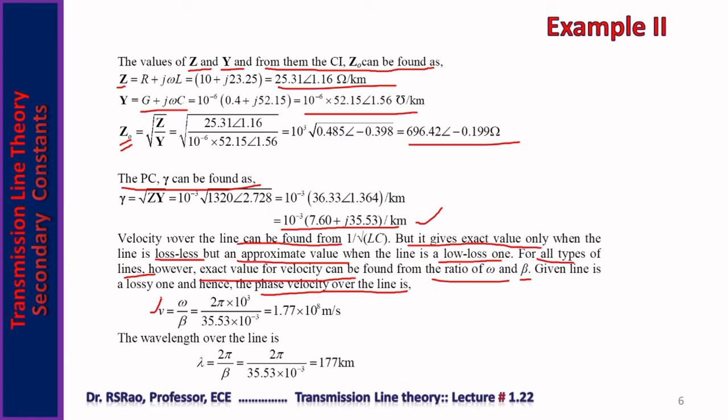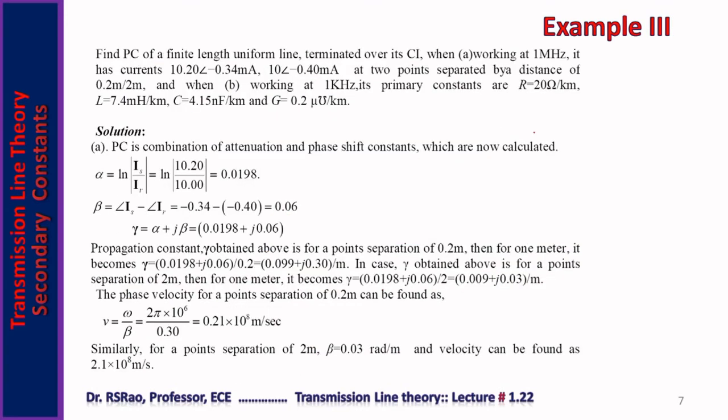That ratio is used to find B, not 1 by root LC. 1 by root LC is for a lossless line. For any general line, the expression is omega by beta. Omega is known, beta is known, therefore the velocity is 1.77 into 10 power 8 meters per second. The wavelength over the line, lambda, is 2 pi by beta. Beta is 2 pi by lambda, so lambda is 2 pi by beta. It is 177 kilometers.